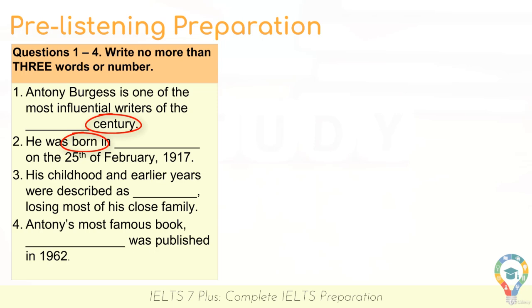Question 3. His childhood and earlier years were described as losing most of his close family. Here I'll circle earlier years, which will help me focus on information given about Anthony Burgess's childhood. Number 4, Anthony's most famous book was published in 1962. Now I'm assuming that the missing words here are the name of his famous book. So I'm going to circle famous book and listen very carefully for the name of this book.